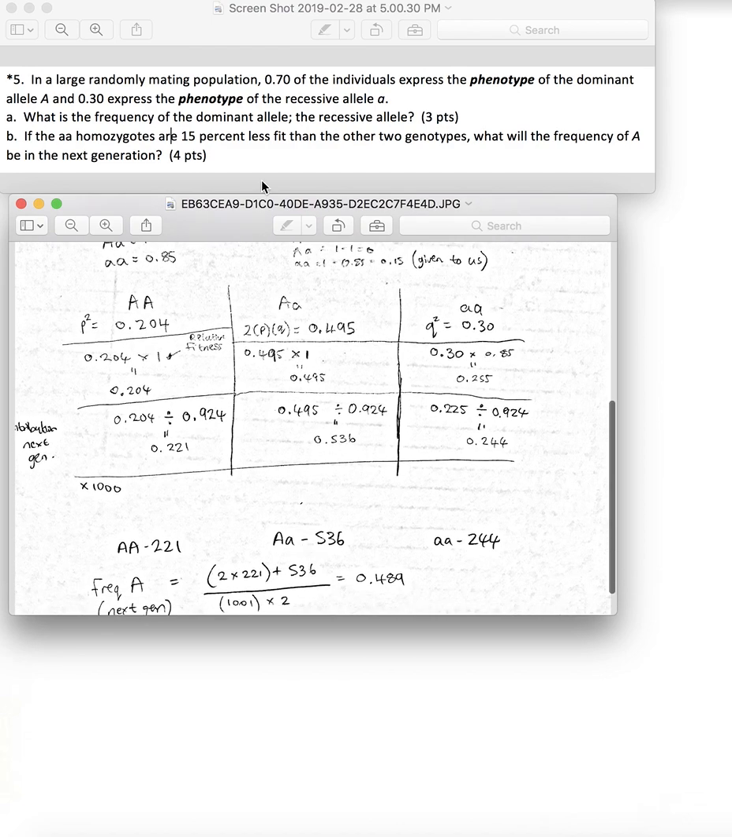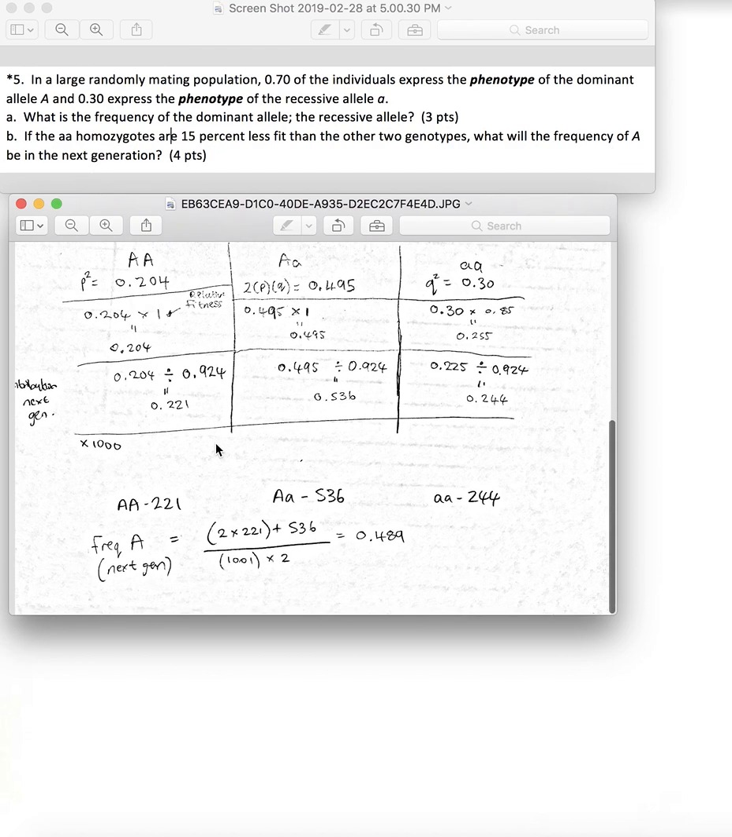And then since the question was asking what will be the frequency of the dominant A allele in the next generation, I tallied up all the dominant A alleles we have in the next generation, which is 2 of these, as we have 2 alleles for this, 1 of these, and then I took the total and multiplied it by 2, and I got this, which is the frequency of the dominant allele in the next generation.